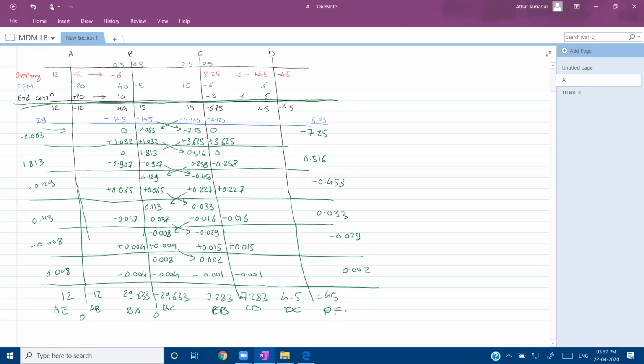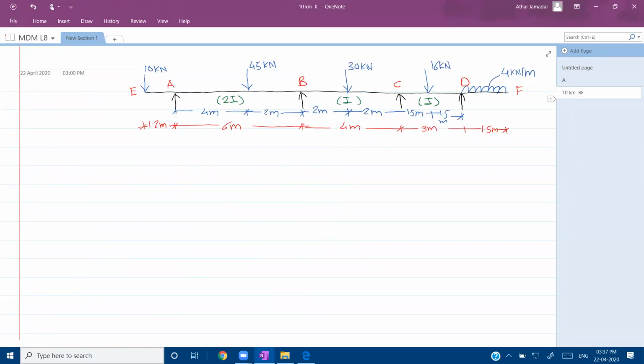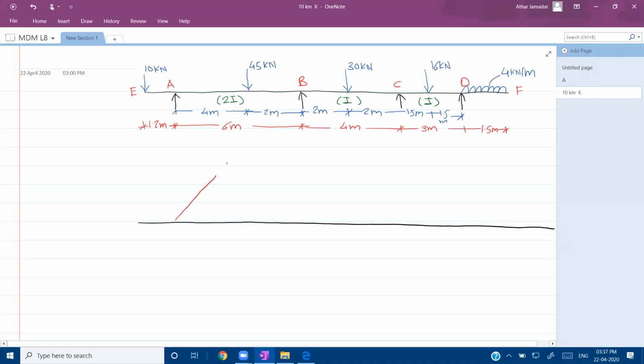So here from which point you have to take summation: after the step of end correction, whatever moments are written, from that point you have to take vertical summation. Remember this. Now next important part is drawing of BMD. So here this is our problem. So first of all we will draw span moments. So span moment AB is 60. Span moment BC is 30.